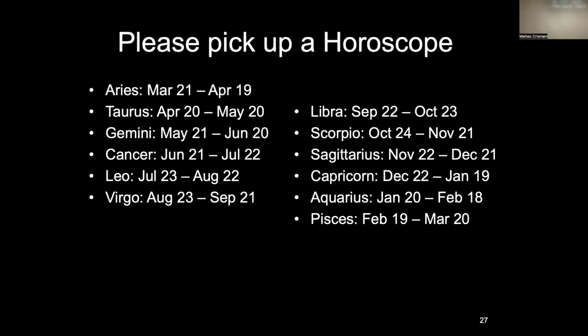Everyone here is born between these dates, March 21 and March 20th. You all know your signs. Okay. All right. So we're going to run an experiment here. When you come up, please grab yours. Just read it for yourself and note things that are applicable to you. And then don't show anyone else. Does that make sense? And we're going to see how this experiment works.